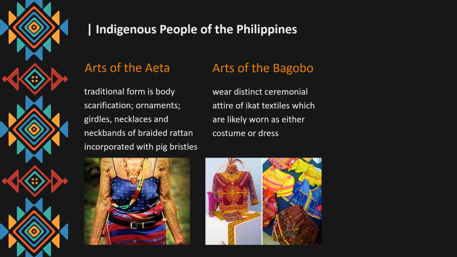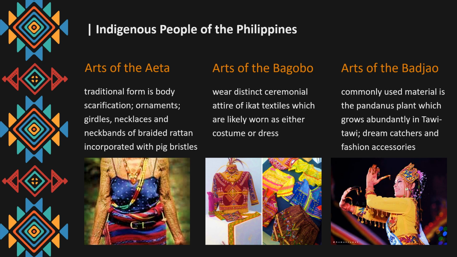Next, we have the arts of the Bagobos. The Bagobo wear distinct ceremonial attire made of ikat textiles, which are likely worn as either a costume or a dress. For the Bagobo, however, whichever word is used makes a difference. For example, they tend to use the word costume when speaking to non-Bagobos, but among themselves, they use the word umpak. Costume is not just costume pronounced with a local accent, it also refers to something more exact.